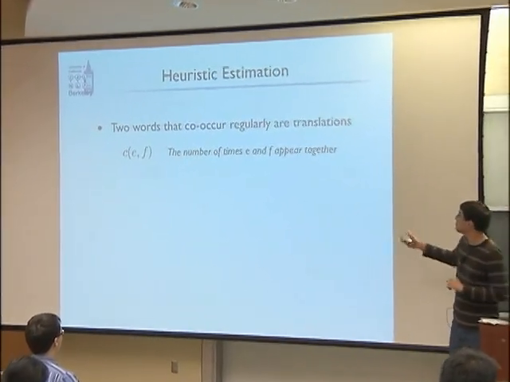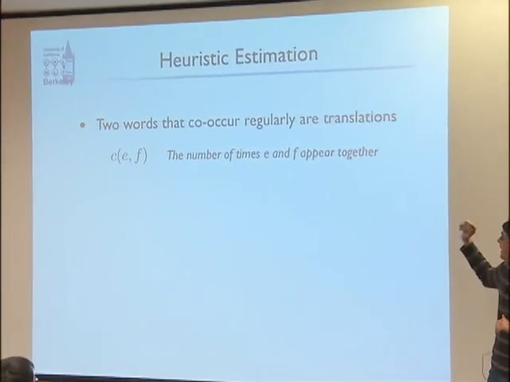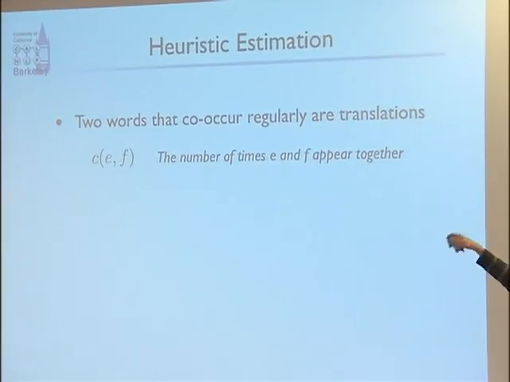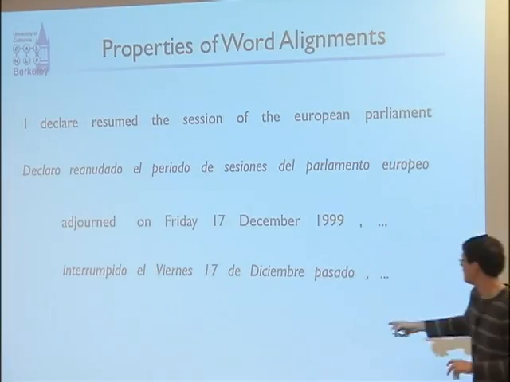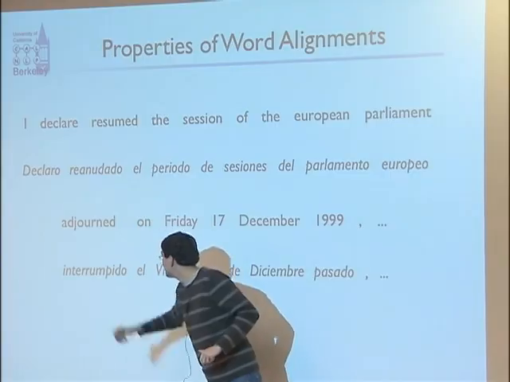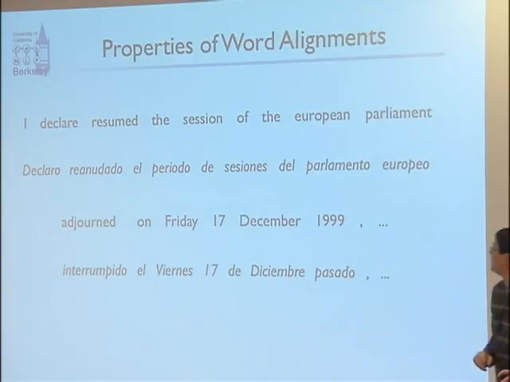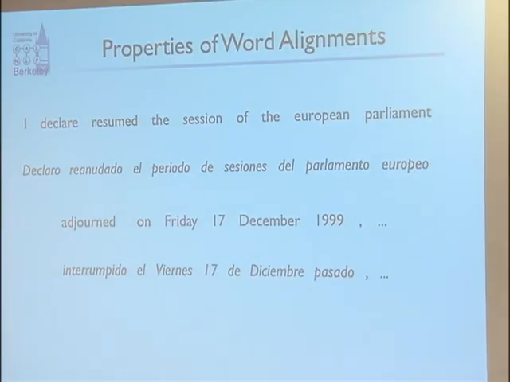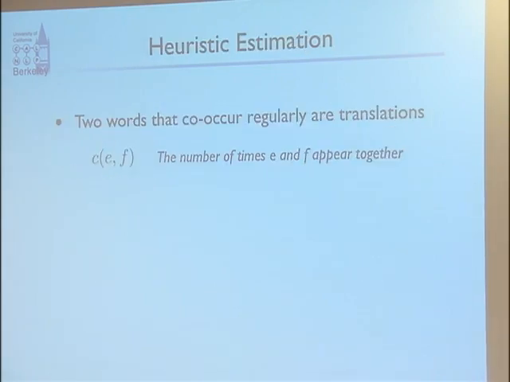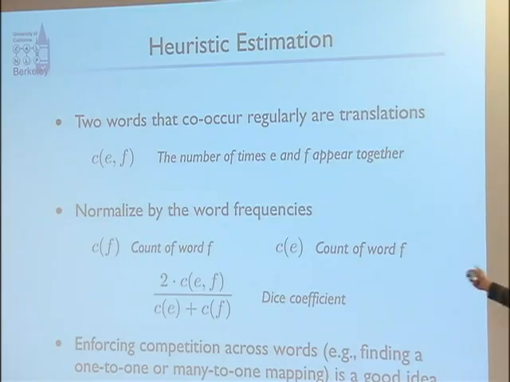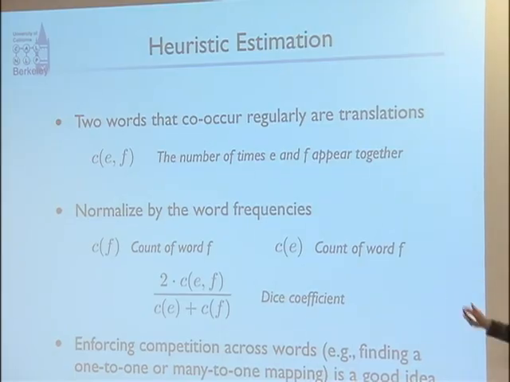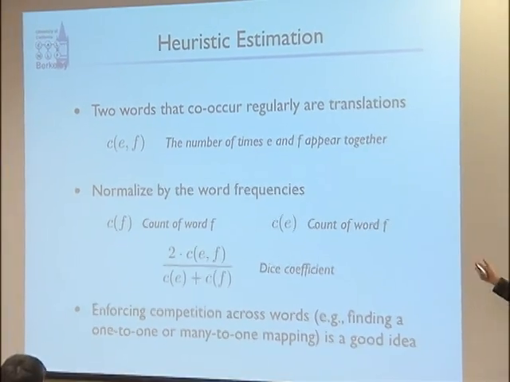Now the reason this is going to break is, let's go back to this example. Let's say I want to figure out where interrumpido aligns to. What's it going to co-occur with most? The. Or maybe comma, or maybe period. So that statistic isn't quite right, but you can get some mileage just by looking at something very simple. So this is where I say this is not that hard of a problem.